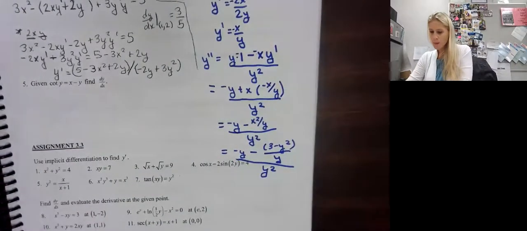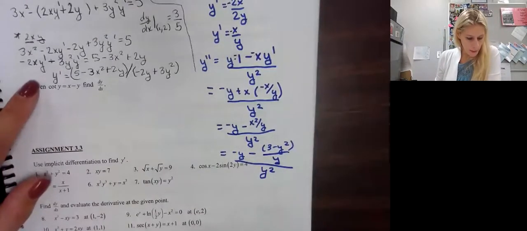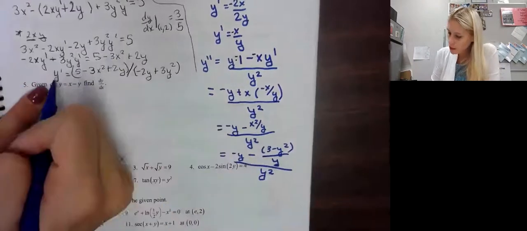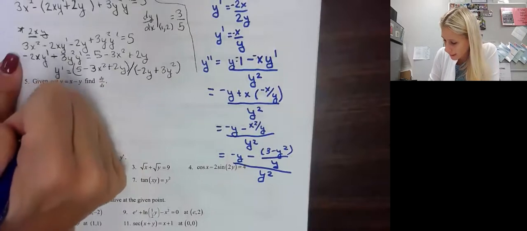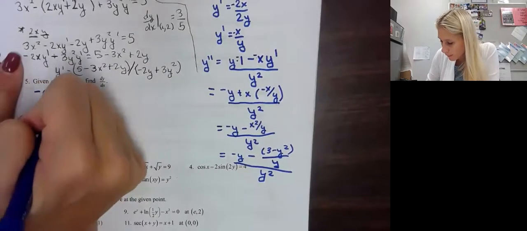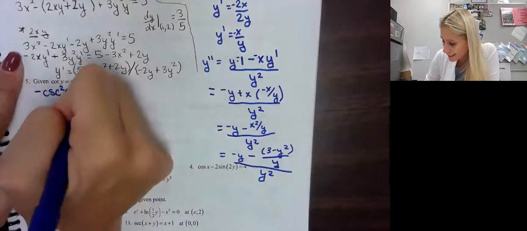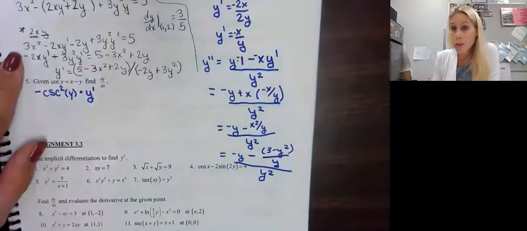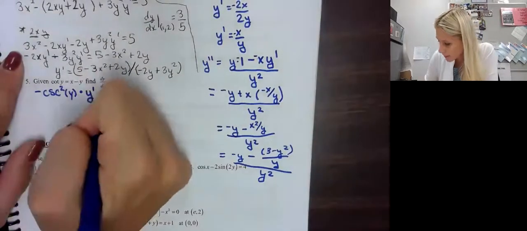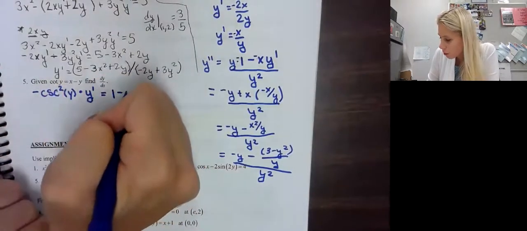Okay. All right, given cotangent y equals y minus x, find dy dx. Okay, let's keep in mind your derivative. So this is cotangent. What's the derivative of cotangent? That would be negative cosecant squared. And remember, we keep the same inside, but we have to multiply by the derivative of the inside. So you have to multiply by y prime. Okay, for every y derivative, we have to add on that y prime. Equals the derivative of x is 1, and the derivative of y is y prime.